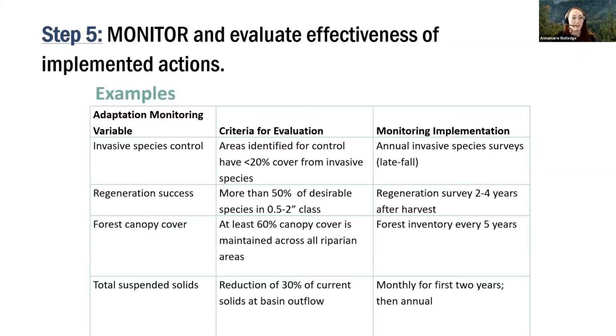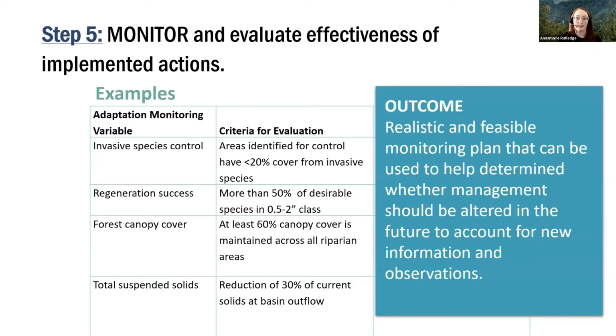So here are some examples of putting all of these together. So going through the first row here, the adaptation monitoring variable is invasive species control. The criteria for evaluation is areas identified for control have less than 20% cover from invasive species. And the monitoring implementation is annual invasive species surveys. And then the outcome is a realistic and feasible monitoring plan that can help determine whether management should be altered in the future to account for new information and observations.